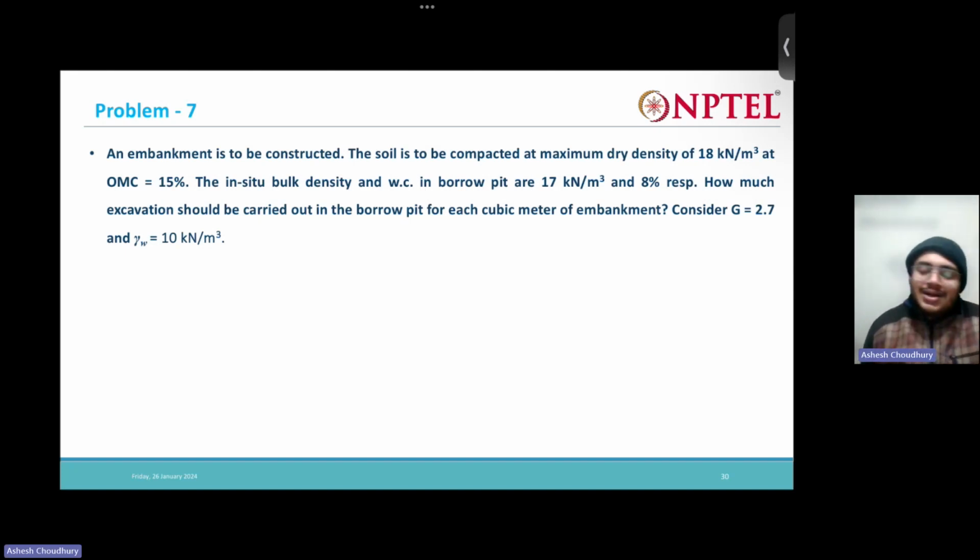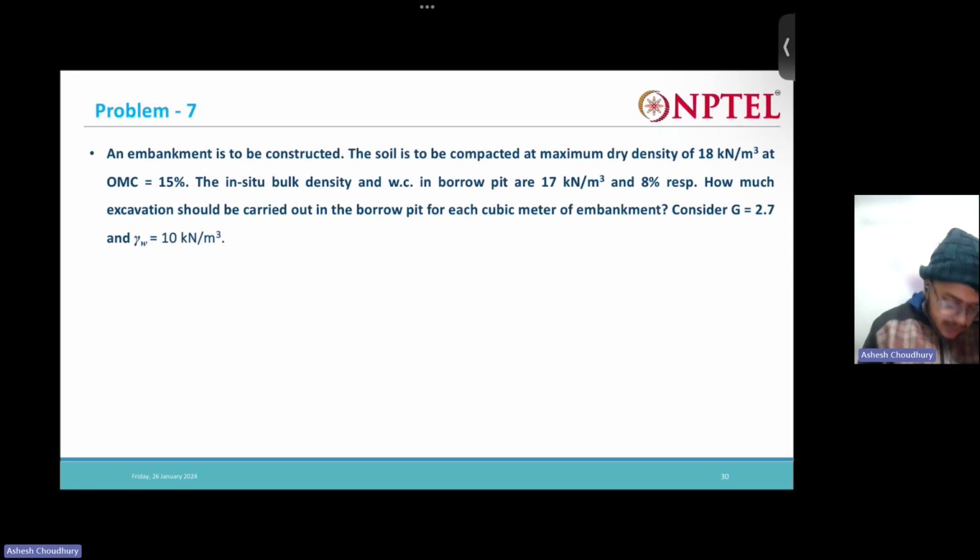Okay, so you need to construct 1 meter cube of embankment at 18 kilonewton per meter cube density at an OMC of 15%. How much excavation do you have to do at that place from where you are carrying the soil? This is the problem. Interesting problem, right?